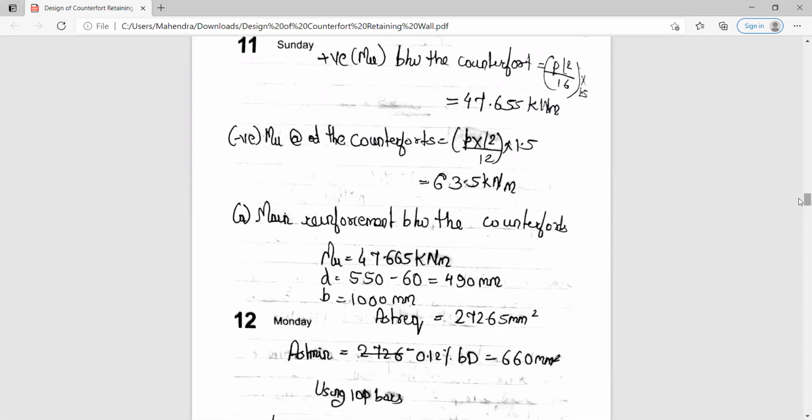Then you need to calculate the negative bending moment at the counterfort. For this, again you have the formula PL square by 12 into factor of safety, that is 1.5. Again the same values: P is 56.48, L is 3. 3 square by 12 into 1.5. So you will get the value as 63.5 kilonewton meter. Then we'll proceed to the reinforcement calculation. But before that, do the moment calculations, and after completing them, let me know.